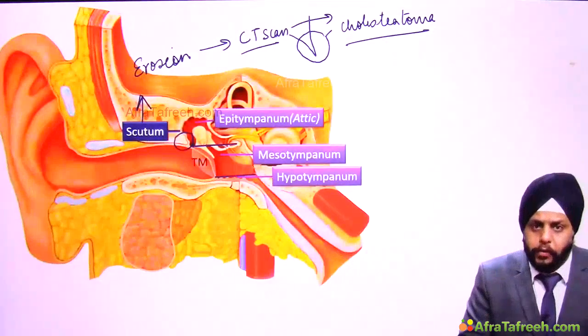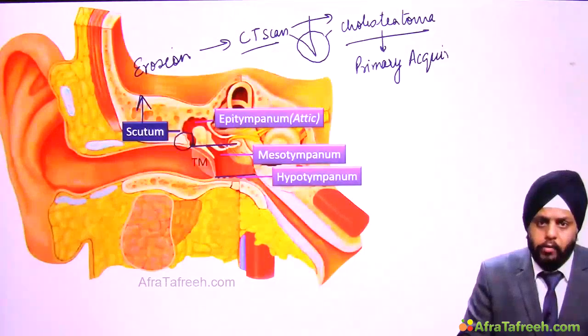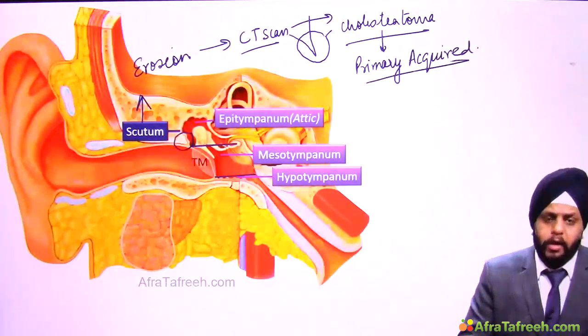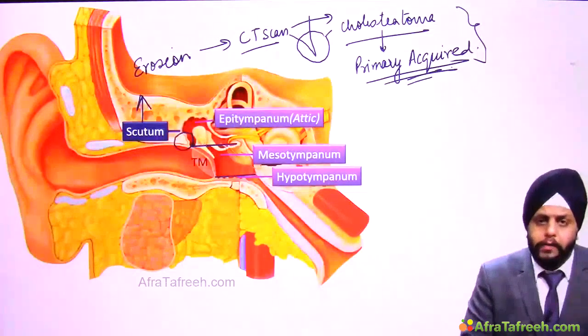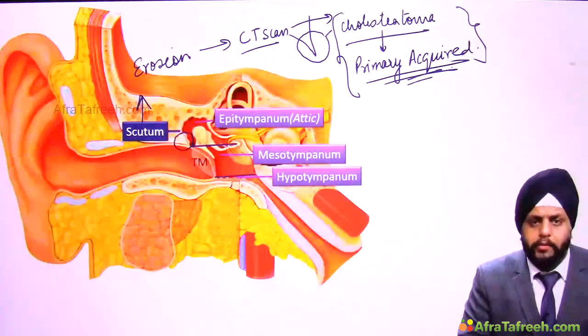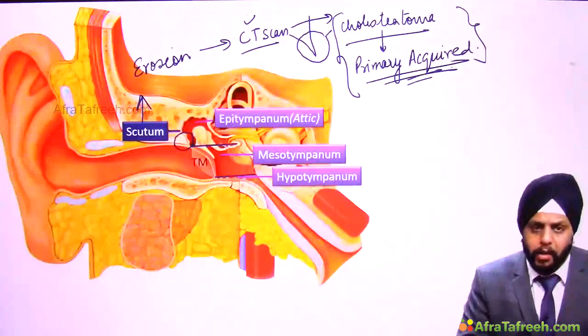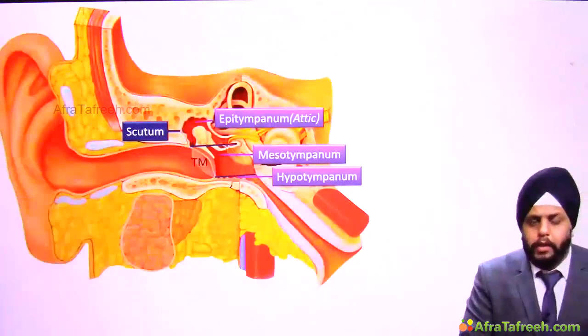If somebody asks you which kind of cholesteatoma, you can say primary acquired cholesteatoma. What is cholesteatoma? What is primary acquired cholesteatoma? All this we will discuss later in the diseases, but just for you, you should know that this erosion of scutum, this bird beak appearance is lost, and we see it on a CT scan in a case of primary acquired cholesteatoma.